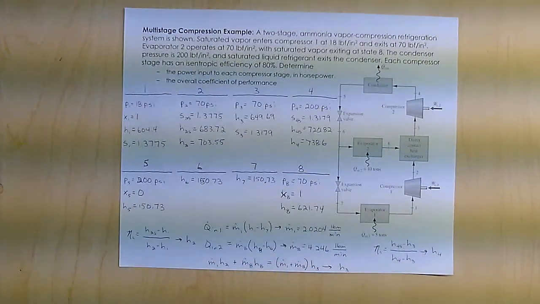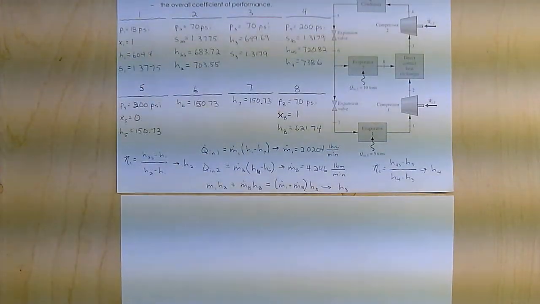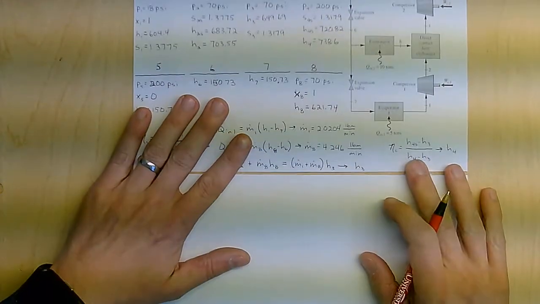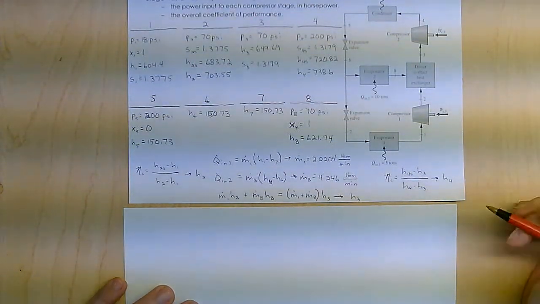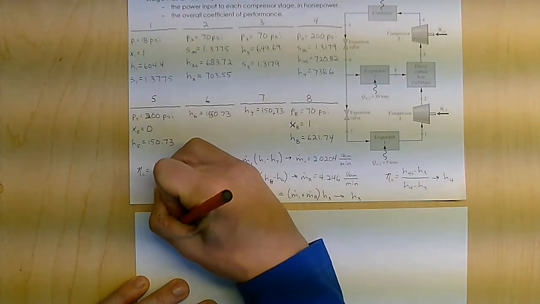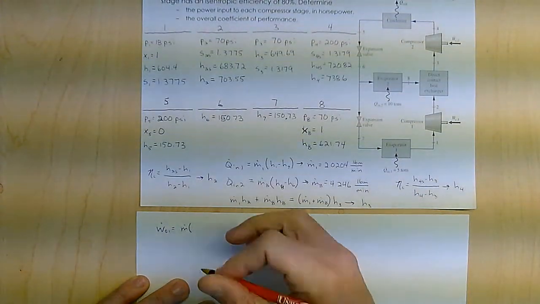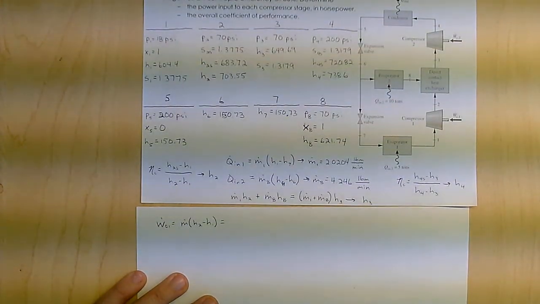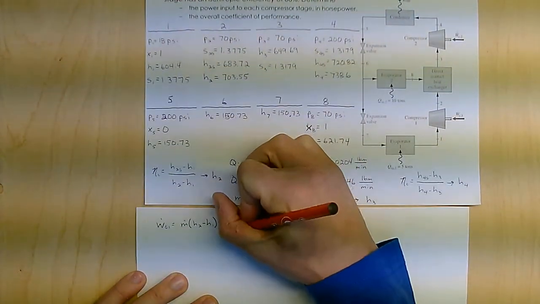Now I'm out of space, so I'm going to pull in another sheet of paper here. But I've got all my H values here. So what am I looking for? I'm looking for the power input of each compressor. That's nothing more than the mass flow rate times delta H. So, for example, compressor 1 is going to be the mass flow rate of 1, which I know, times H2 minus H1. With all the conversions and whatnot, I find that it equals 5.15 horsepower.